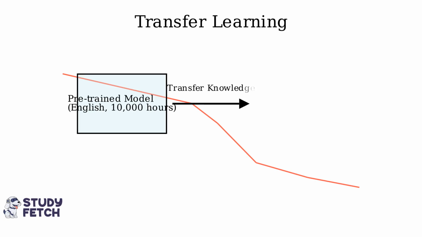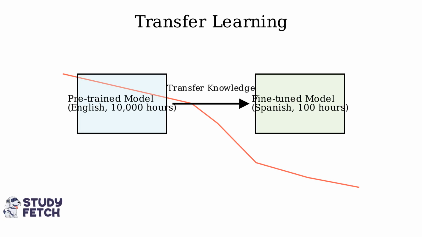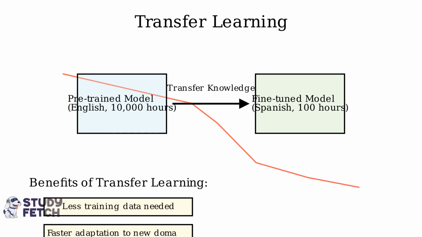A model pre-trained on thousands of hours of English speech can be adapted to Spanish with much less data. This approach provides several benefits. It requires less training data, enables faster adaptation to new domains, works across multiple languages, and makes speech recognition possible for low-resource languages.